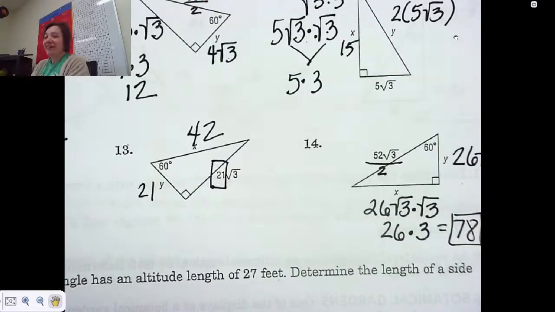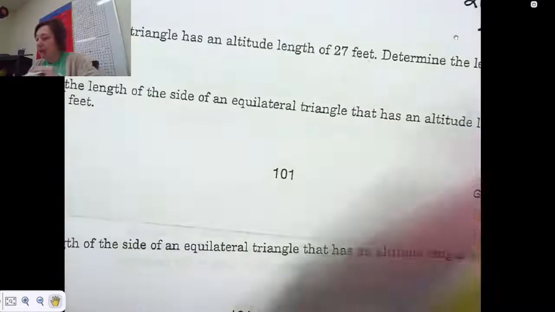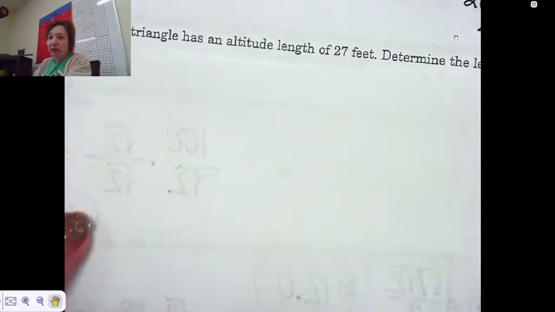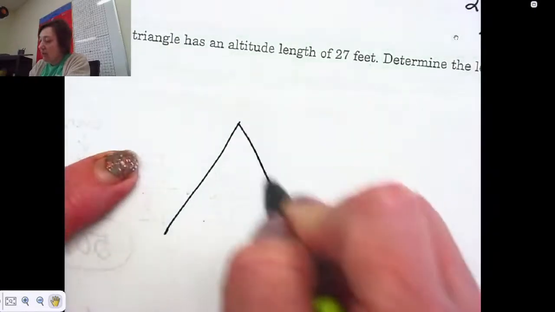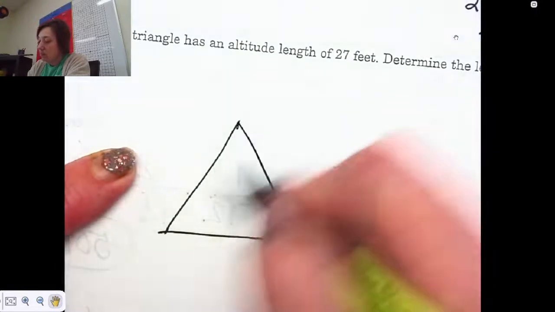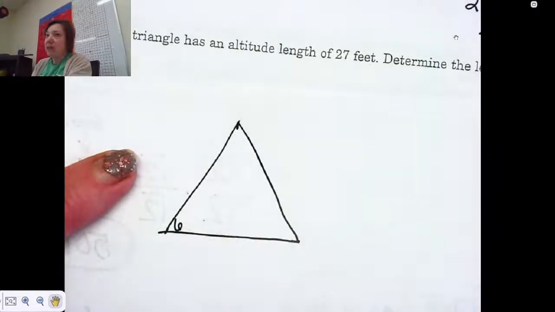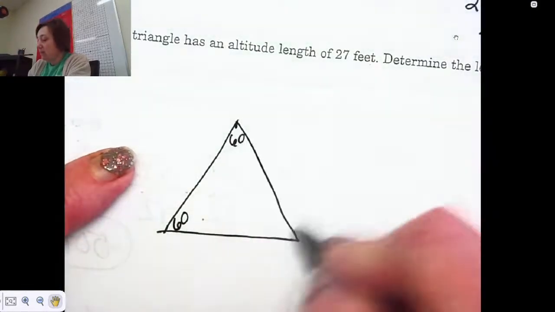Let's look at 15, okay? So, if we want to look at number 15, it says an equilateral triangle. Now, what does equilateral mean? All sides are the same. So, if all sides are the same, what are the angles? If they're all the same, what do they have to be? 60. So 60, 60, 60.